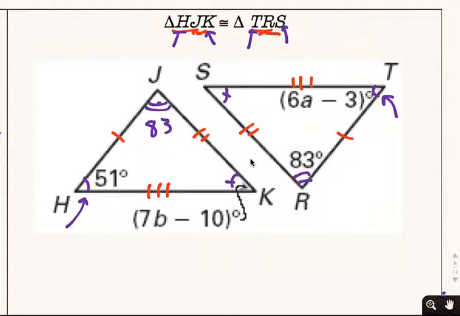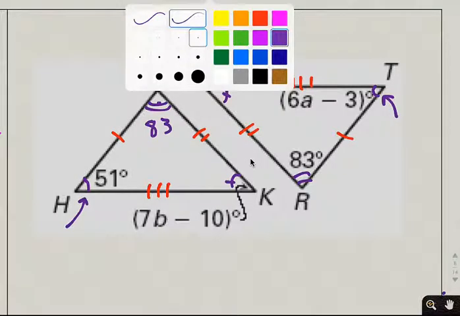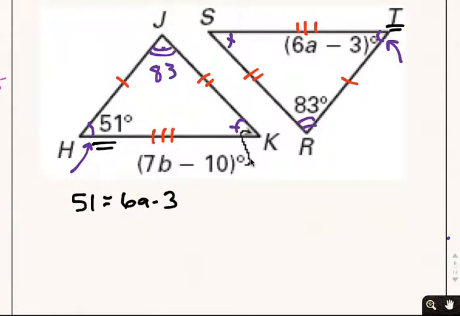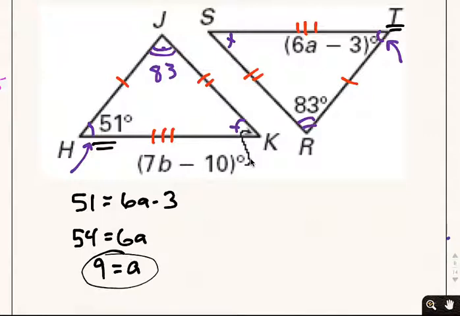All right. So now we have to go about our solving methodology. This is going to be pretty straightforward at this point. If I'm looking at the angle at H and the angle at T, it shows me that 51 has got to be the same as 6a minus 3. So if that's the case, I add 3 to both sides, so I'll get 54 is equal to 6a, making a in this case 9, which gets me halfway there.